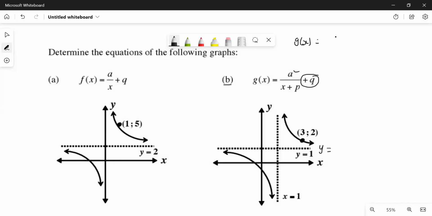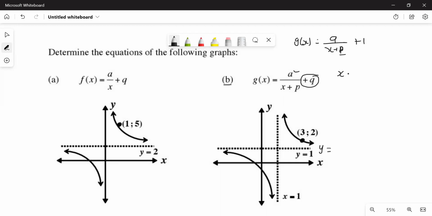It says g(x) is going to be equal to a over x plus p, plus 1. Okay, so far so good. Now we still want to get P. How do we get P? P is the value that we put here so that we get the vertical line. P is the value that you put so that you can get the vertical line. Remember, how do you get that?